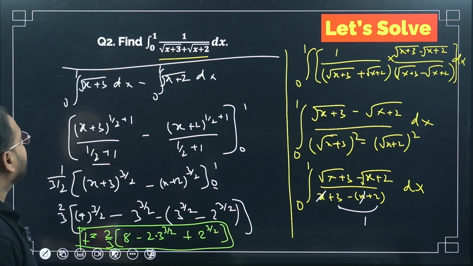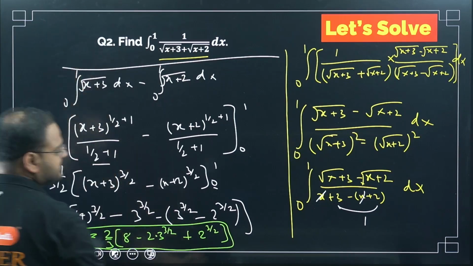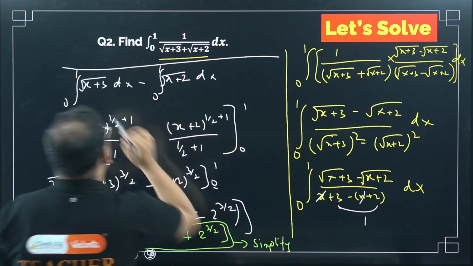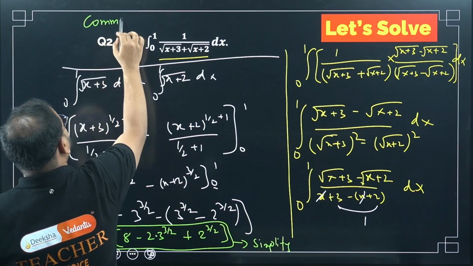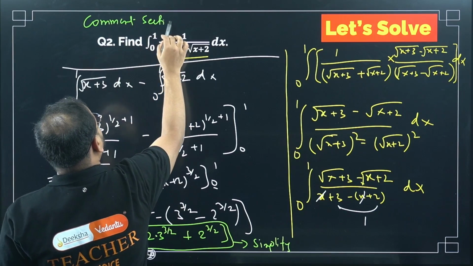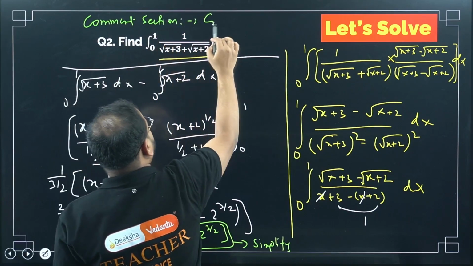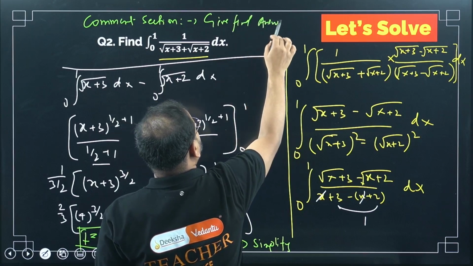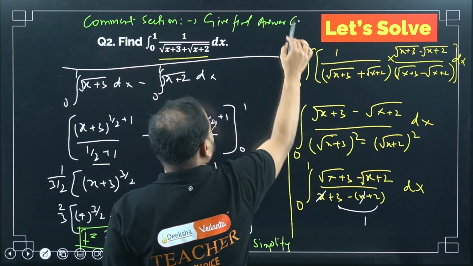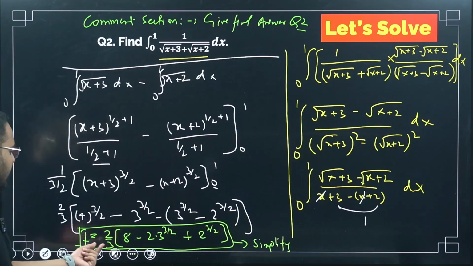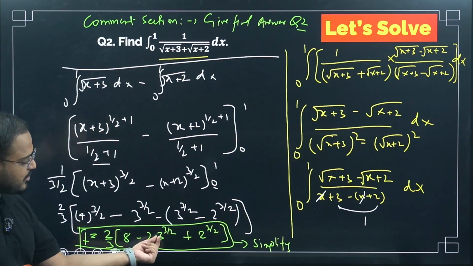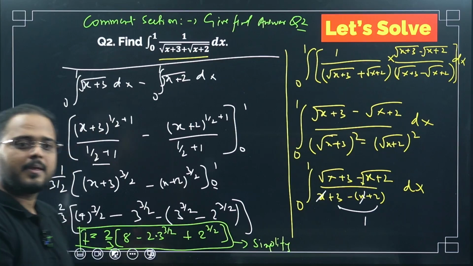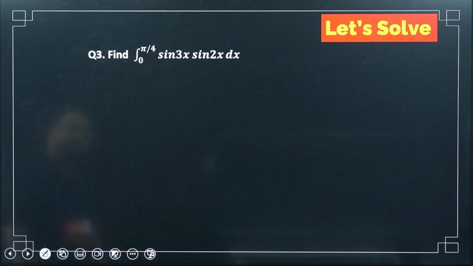Okay, do one thing. Simplify this step and give me the answer in the comment section. Give the final answer for question number 2. For question number 2, have a look: 2 by 3 times of 8 minus 2 times 3 power 3 by 2 plus 2 power 3 by 2. This is okay. I hope everything is visible. Okay, moving on. Question number 3.